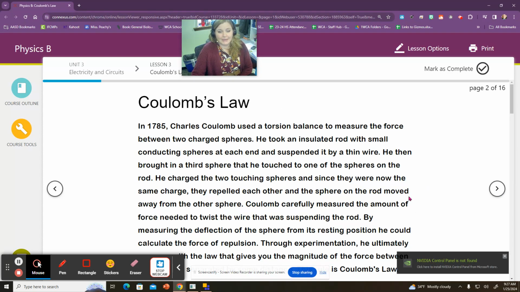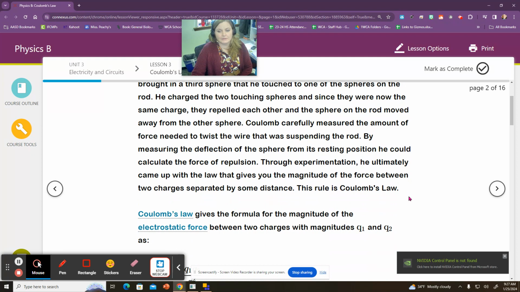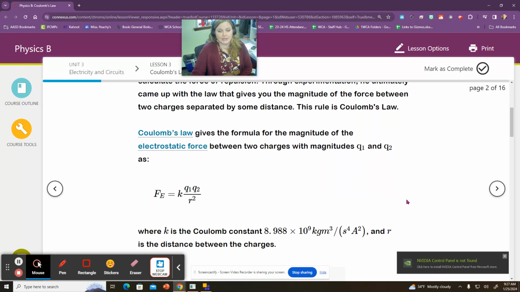So pay careful attention. This first section just talks about how Coulomb developed the law, the rule, through experimentation. I'll let you read through that. But Coulomb's law basically tells us how much force there is between two charges. So when you look at two charged objects, how much force is pulling those charges together or pushing them apart?